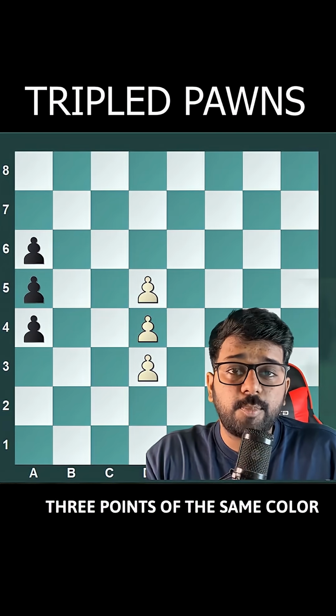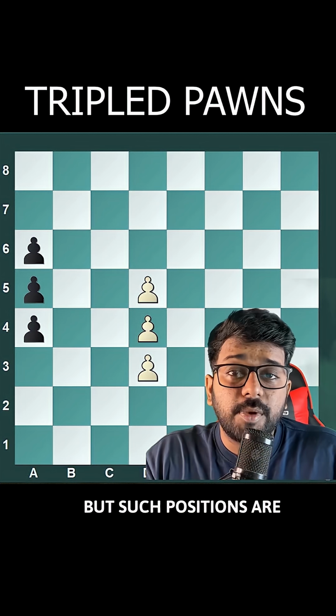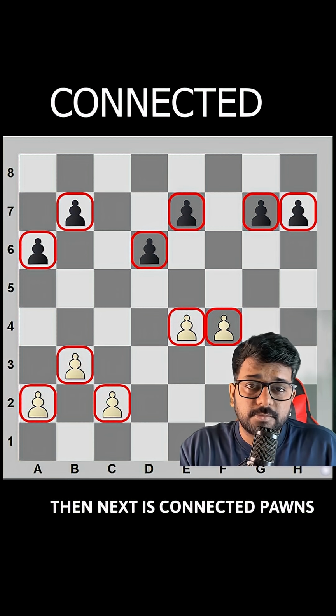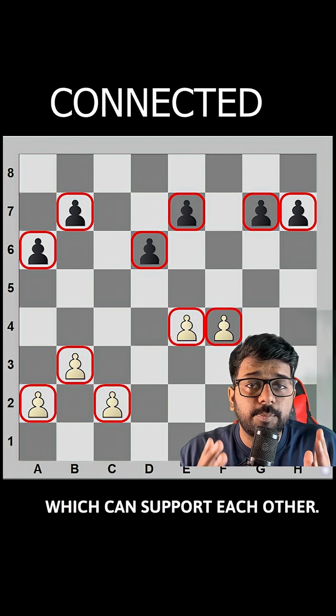Tripled pawns. Three pawns of the same color on the same file. These are very weak, but such positions are possible on the board. Then next is connected pawns. Pawns of the same color adjacent or next to each other which can support each other.